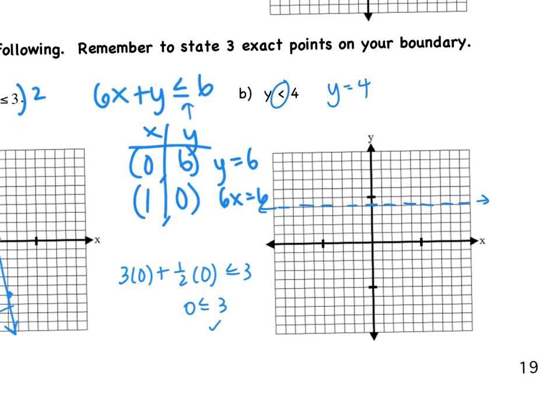And again, plug in any value. So if I plug in (0, 0), I get 0 is less than 4, which is true. So I'm going to shade towards (0, 0).